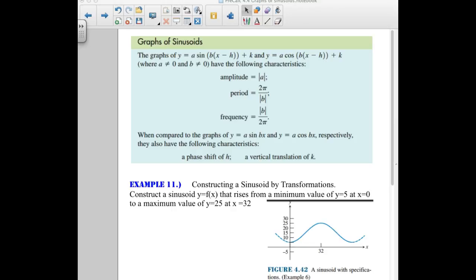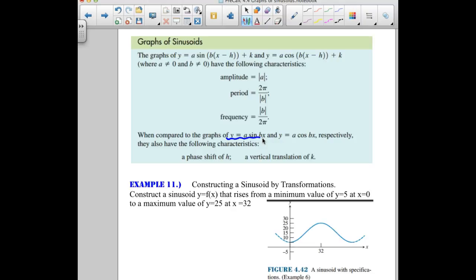Amplitude is A, period is 2 pi divided by the absolute value of B. Frequency, we haven't talked about that in a couple days. Frequency was the reciprocal of period. Okay? It says comparing graphs where we have the A and B in there. This caused our left, right, and up, down shifting. So we had a phase shift of H, we had a vertical shift of K.